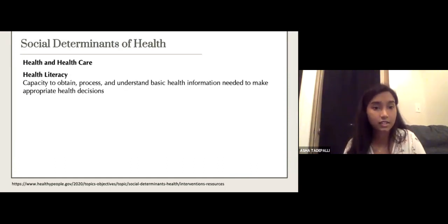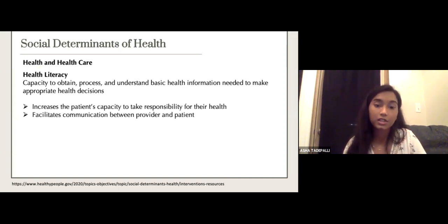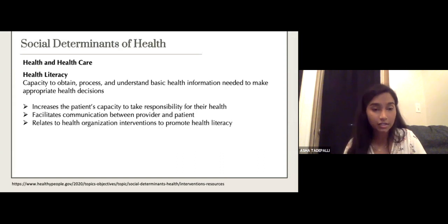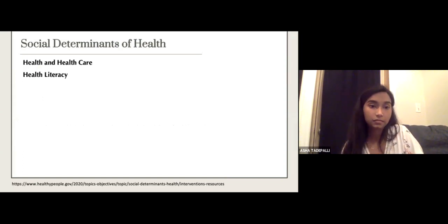Looking at health literacy, this is the degree to which individuals have the capacity to obtain, process, and understand basic health information needed to make appropriate healthcare decisions. This enables the patient and increases their capacity to take responsibility for their health. It facilitates communication between the provider and patient. And finally, it relates the healthcare organization interventions to promote health literacy. And we'll talk about that later on during the presentation.